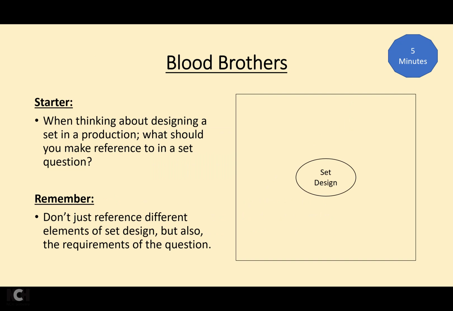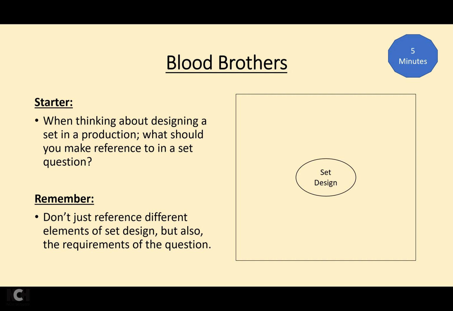Wonderful. Okay, so as per usual, what we're going to do is start by thinking about set design, and I'm going to ask you to identify all of the different references that you might make when answering a set design question. So, don't just reference different elements of set design, but also talk about what the requirements of the question might be.